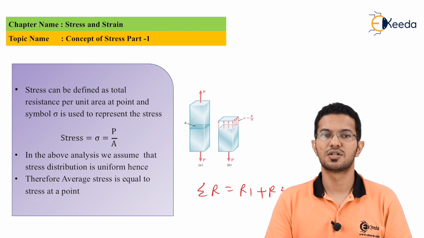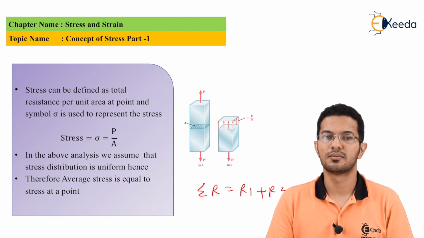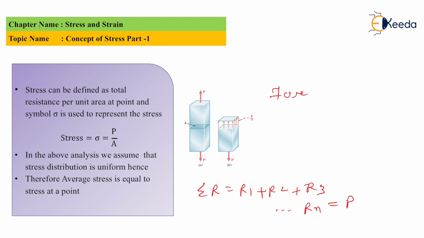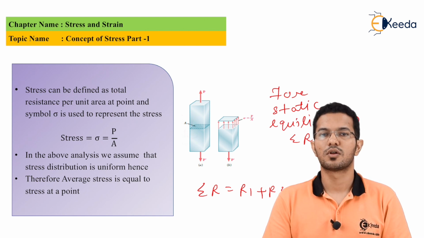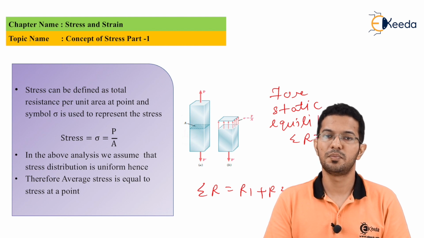We know that stress is the total internal resistance offered by the body. Let the area of cross section of the body be A and the total resistance be delta R. For static equilibrium, delta R is equal to P, where P is the externally applied load. We can see it from the above figure. Hence, resistance, that is stress at a point, will be delta R upon A. This can also be written as P upon A.